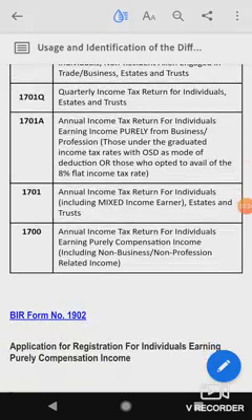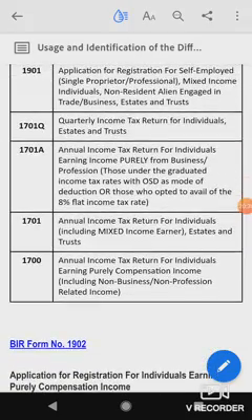So we have 1700. The purpose of this is the annual income tax return for individuals earning purely compensation income, including non-business, non-profession related income.